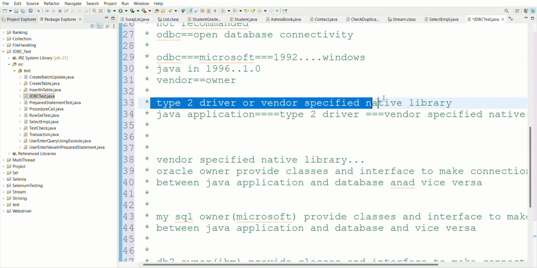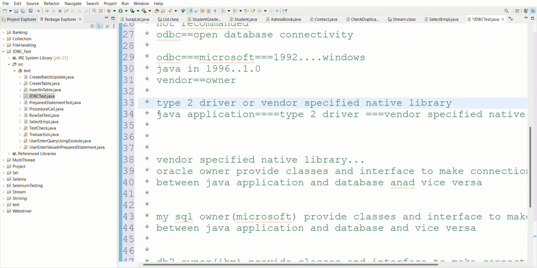So let me make it below. Here type 2 driver, vendor specified native library. At first our Java application needs a translator. The translator is the type 2 driver. The driver is always a translator, which is used to translate our Java call to database call. Database call means request. Our Java request is translated to a database request, and whatever information the database provides, it will retrieve and give back to the Java application. This is the work of the driver. It is a translator, an intermediator.